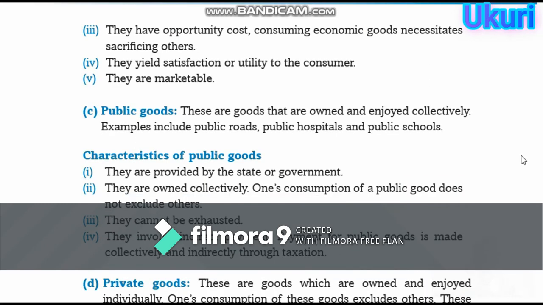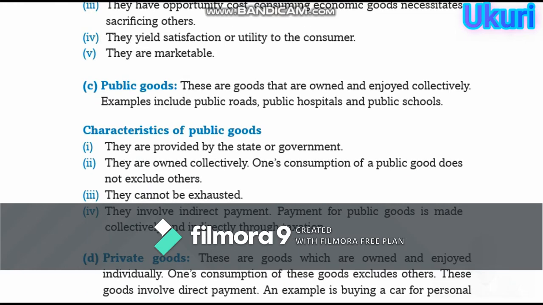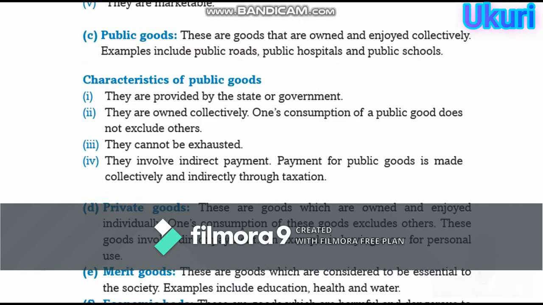Number four, they yield satisfaction or utility to the consumers. The consumer buys it, then consumes or uses it. That is what we call satisfaction. You got what you wanted. Number five, they are marketable. They are taken to the market, economic goods are for the market, because sellers seek profit.